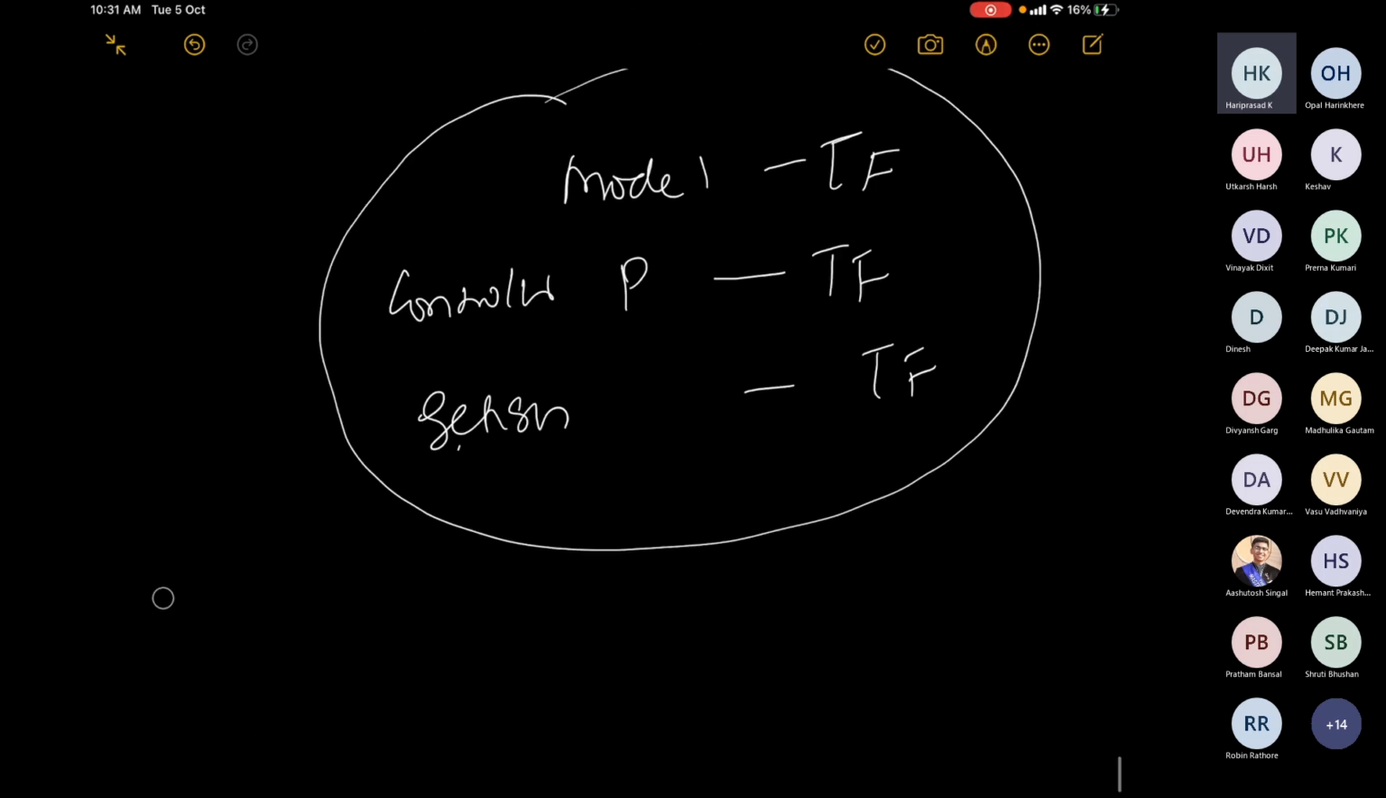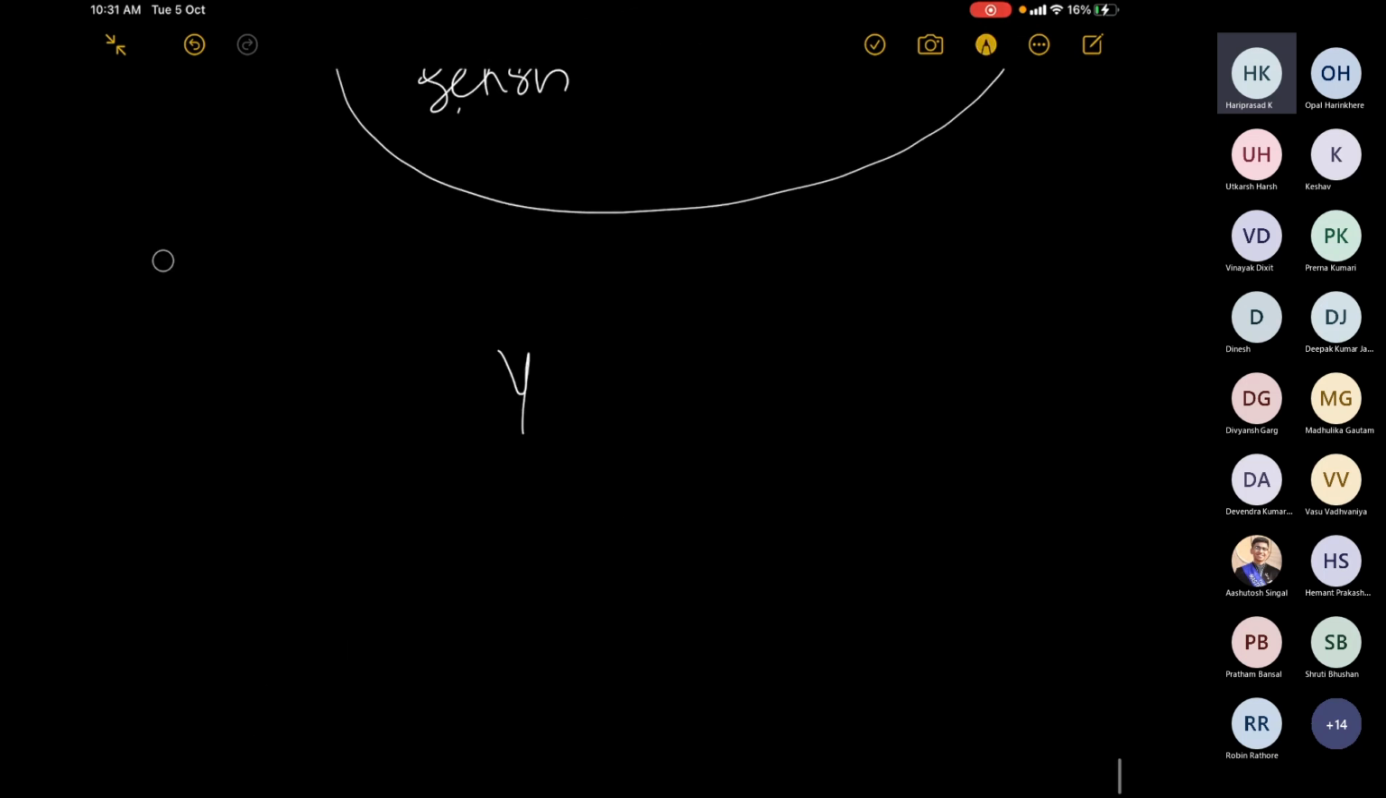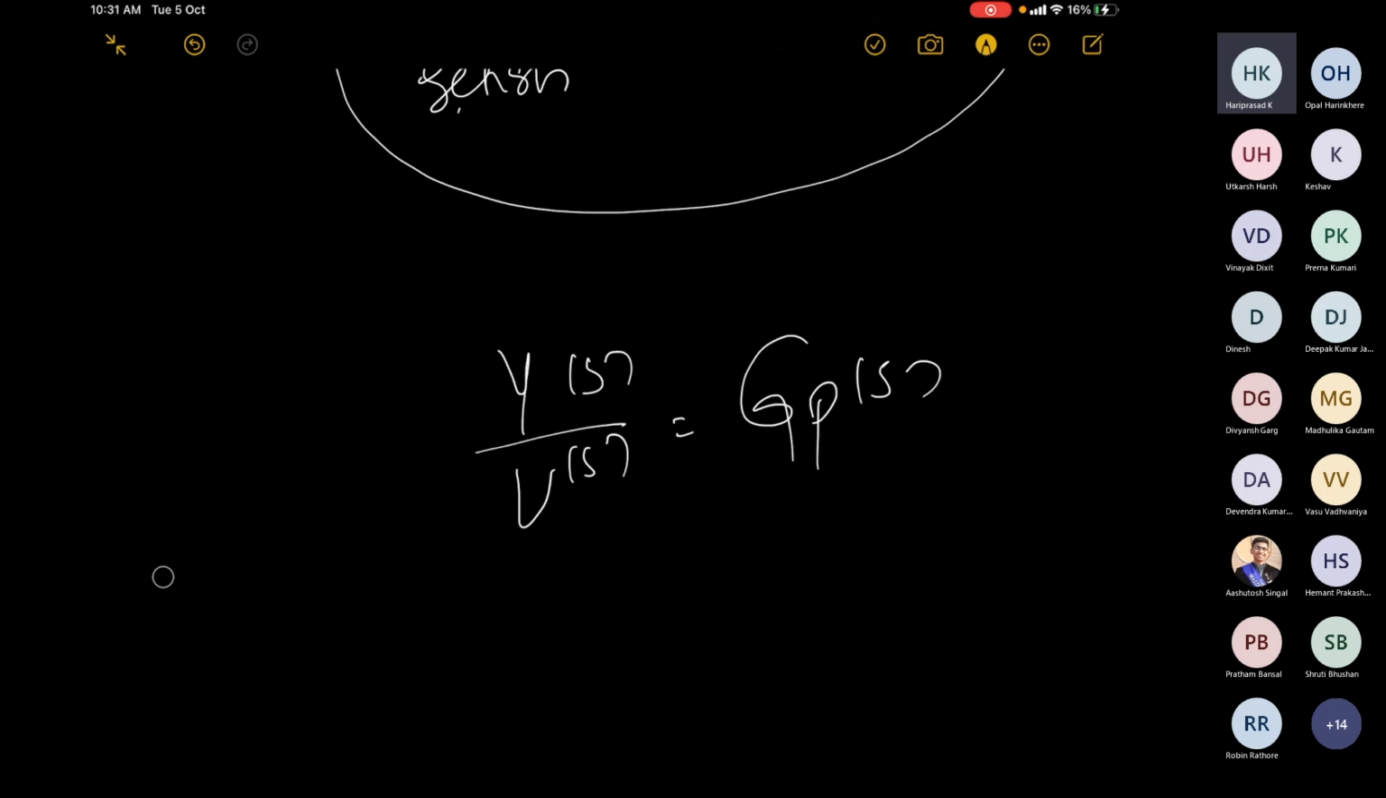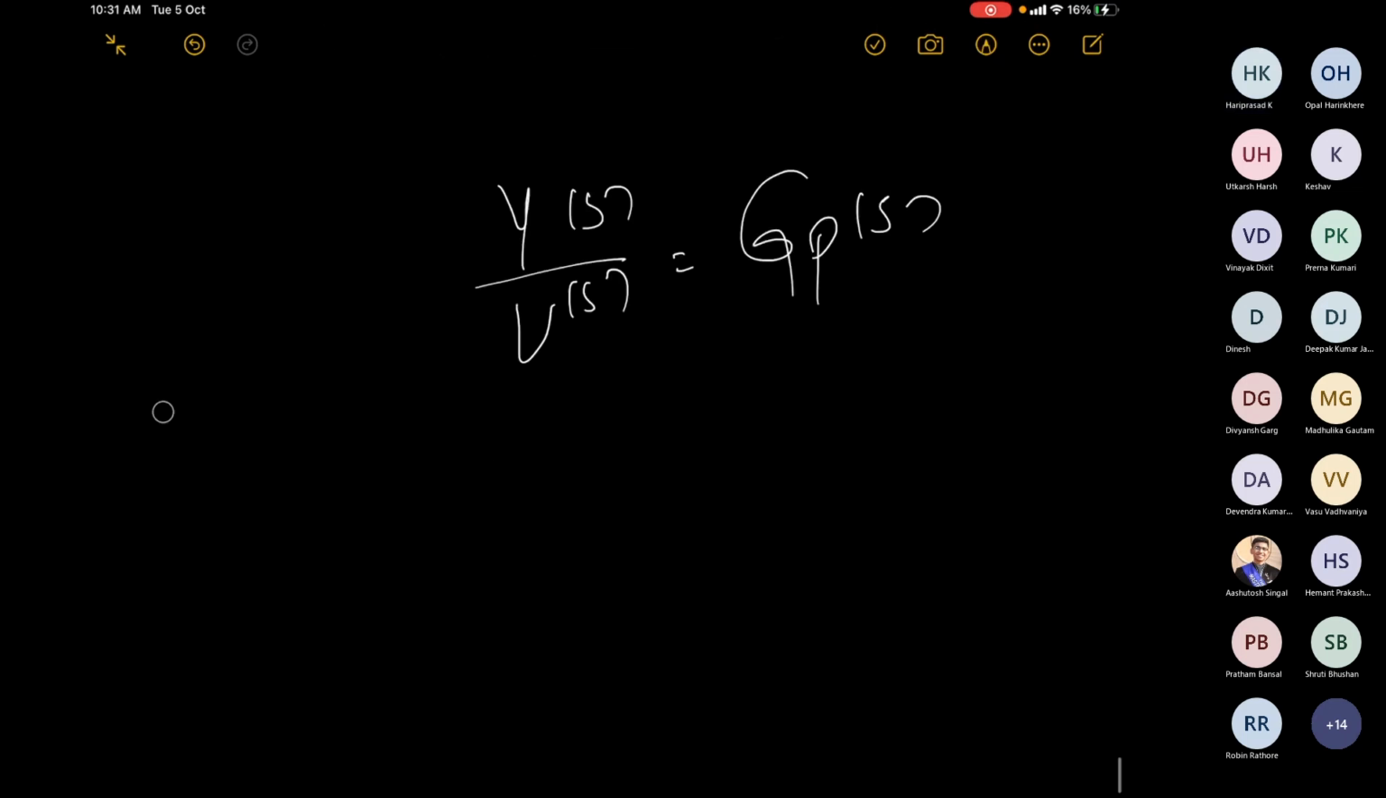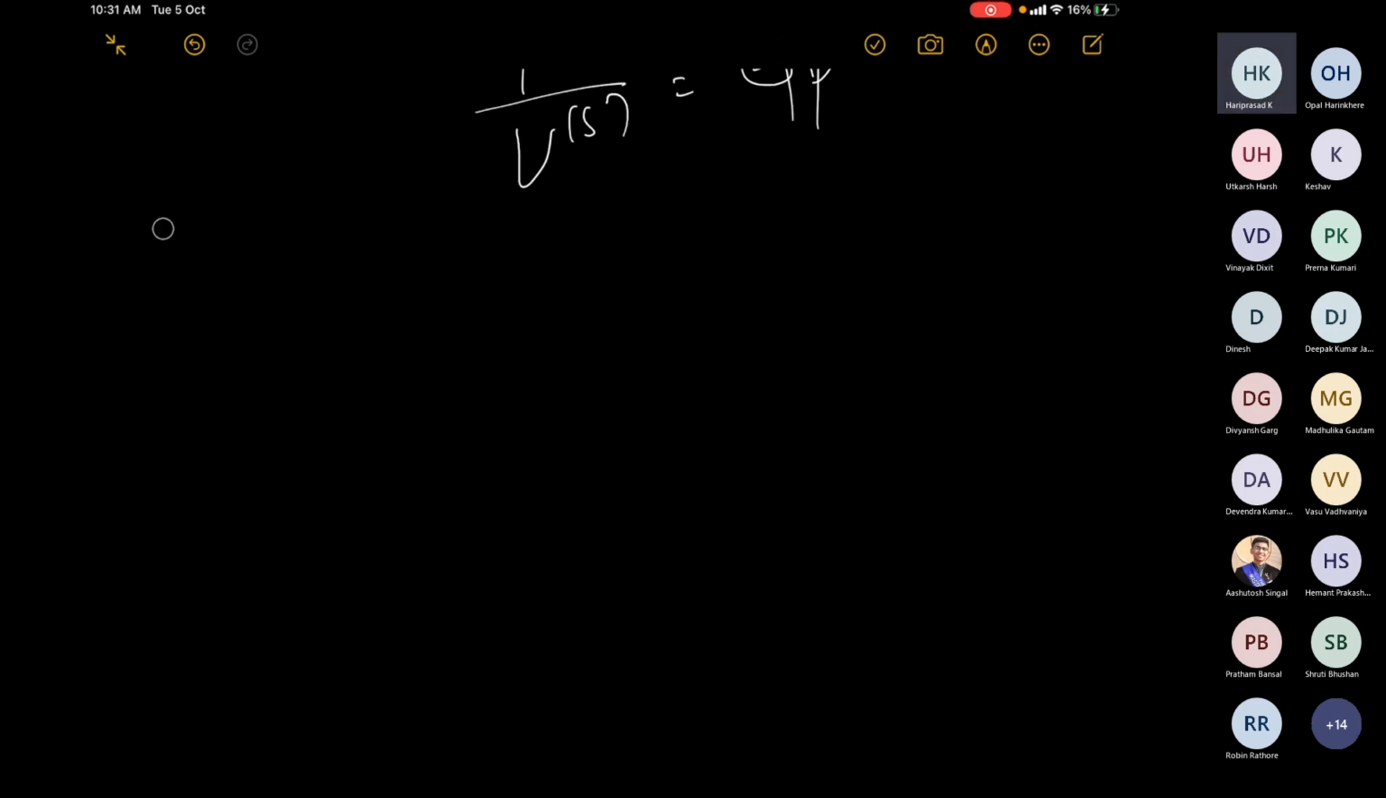So let's say output by input, which is like G process. This is like an overall transfer function. So the overall transfer function in a system, in a control loop, would include... okay, so let's see how it works.